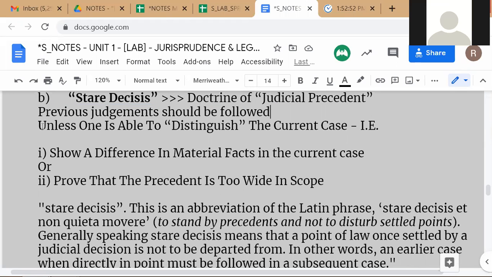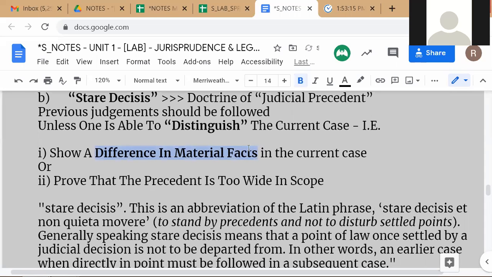Unless, of course, we are giving a little caveat here, unless one is able to distinguish the case. We will see what is meant by distinguishing. Unless you're able to distinguish the current case, which means showing either a difference in material facts or proving that the precedent is too wide in scope. These are the two types of distinguishing.